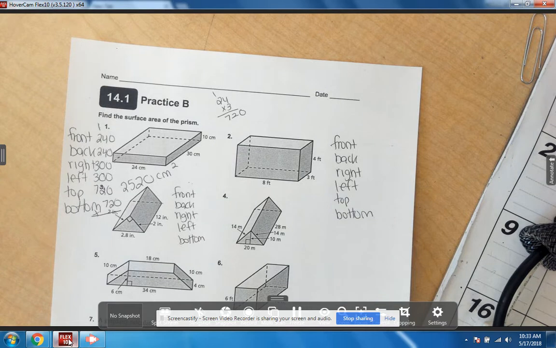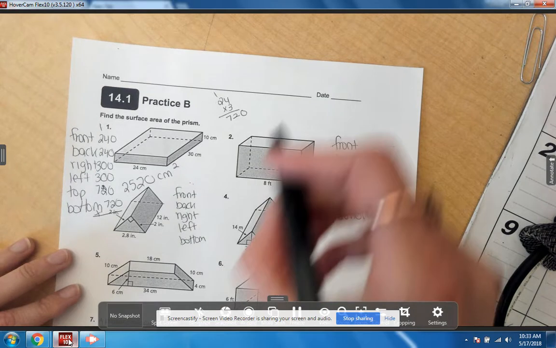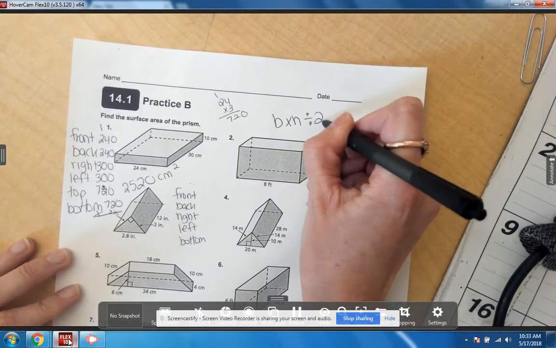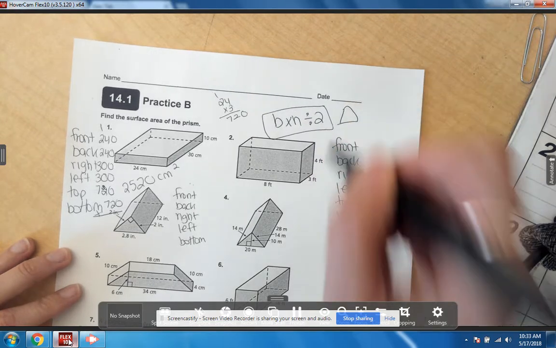Now, the front and the back are triangles. So that's a completely different formula. The area for a triangle is base times height divided by 2. Okay, I'm going to write that up here. Base times height divided by 2. That is the area formula for a triangle.